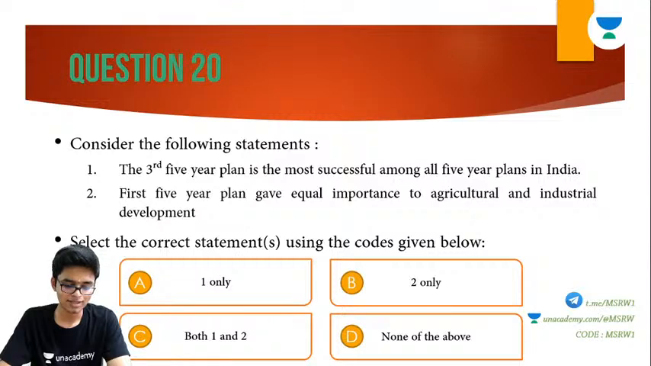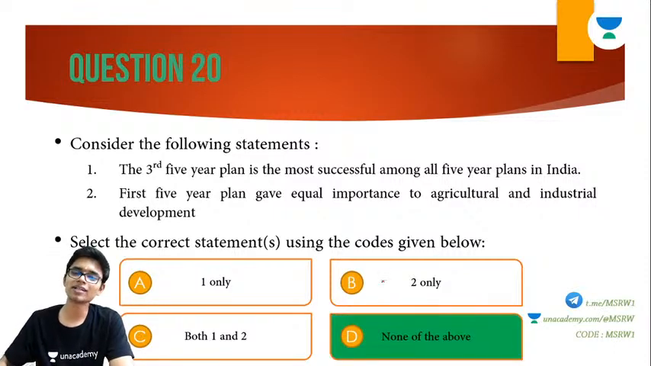All right. Satya is saying it is D. 20 is D, none of the above. Others? Nilam, B, not sure. Seema, D. Yes, correct answer is option D, none of the above.